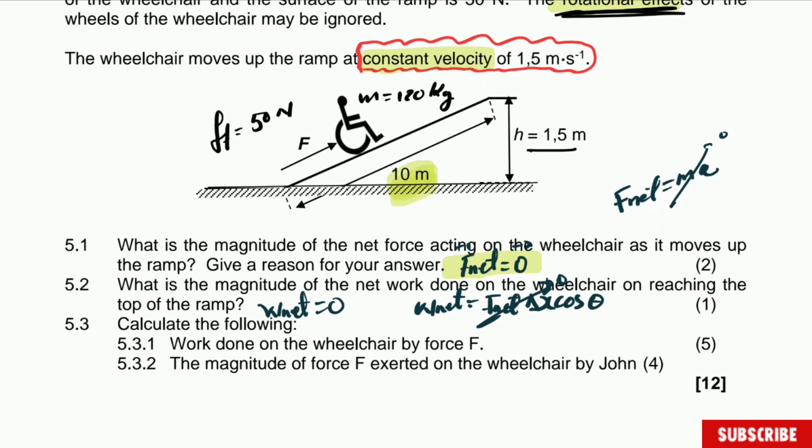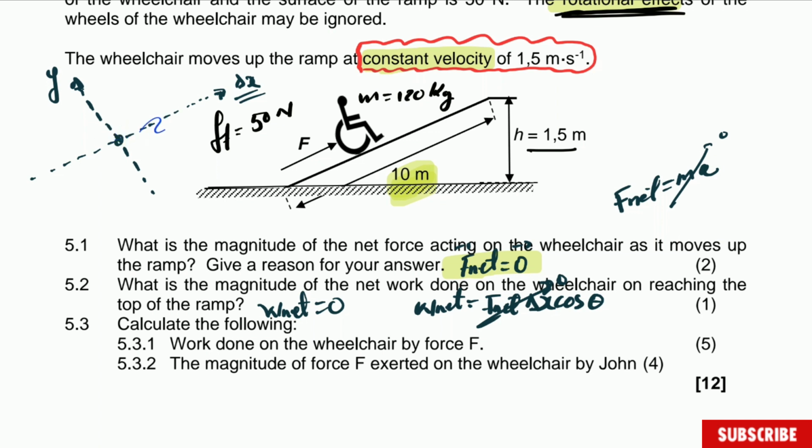Calculate the following: the work done on the wheelchair by the force F, and the magnitude of the force F exerted on the wheelchair by John. Once more, to do this one, we are going to start by drawing a free body diagram to see all the forces here. In this case, there is more than one non-conservative force. This is the displacement, or the x-axis, whatever you want to call it. This is the y-axis perpendicular to the x-axis.